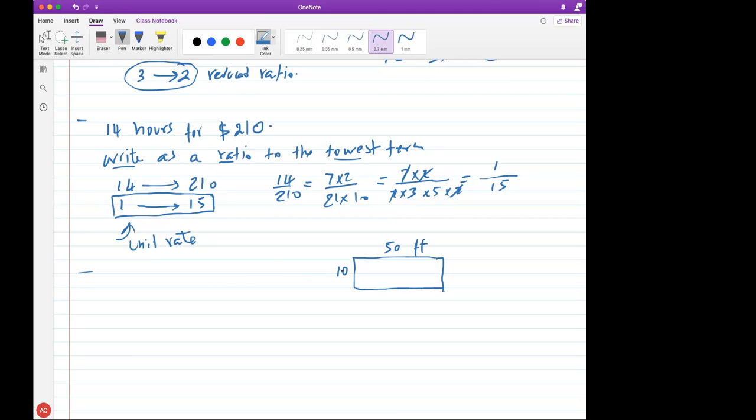By the way, when you write a ratio, you can say 10 to 50 or 50 to 10. It means the same thing. It's no big deal. You can say 14 hours for 210 or 210 in 14 hours. It means the same thing. Either way, it will be fine. So we can write the ratio as 10 to 50. Can we reduce this ratio?